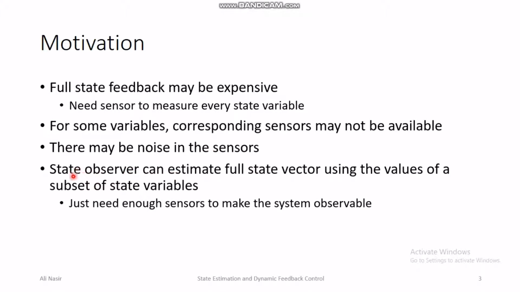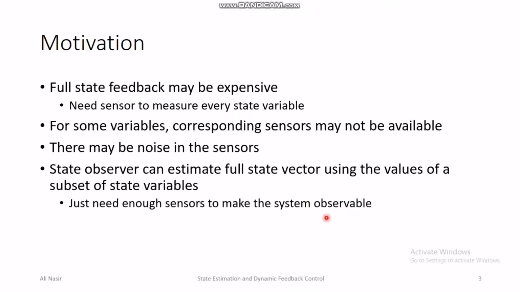Now coming to the solution, a state observer is an entity that can estimate the full state vector using the values of a subset of state variables. So we will not measure all of the state variables. We will just measure a subset of state variables, and then we will design a state observer which will use those measurements and calculate the remaining state variables from the subset. We just need enough sensors to make the system observable.